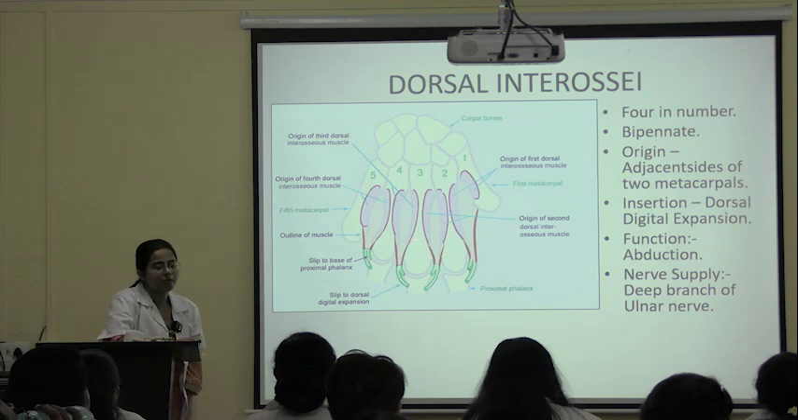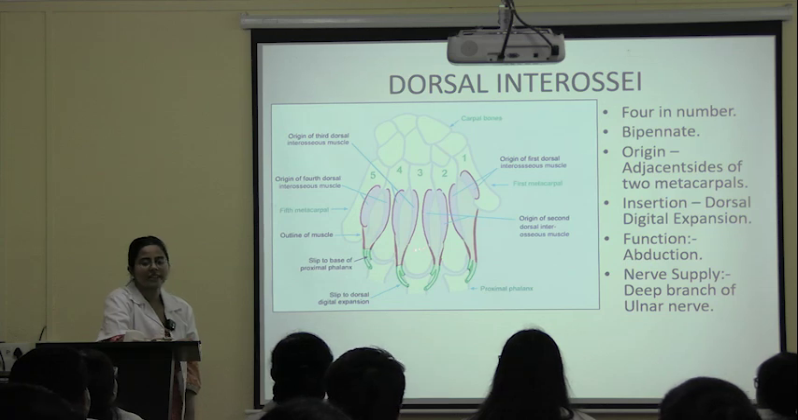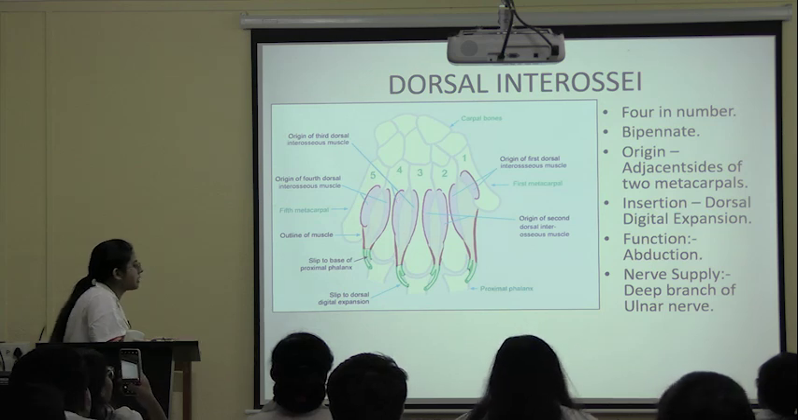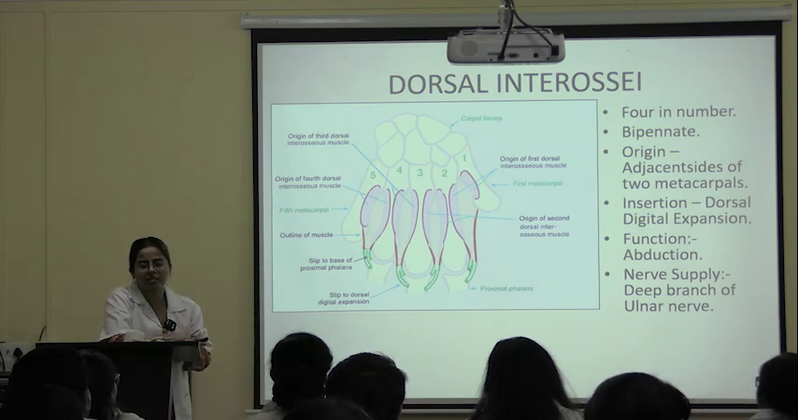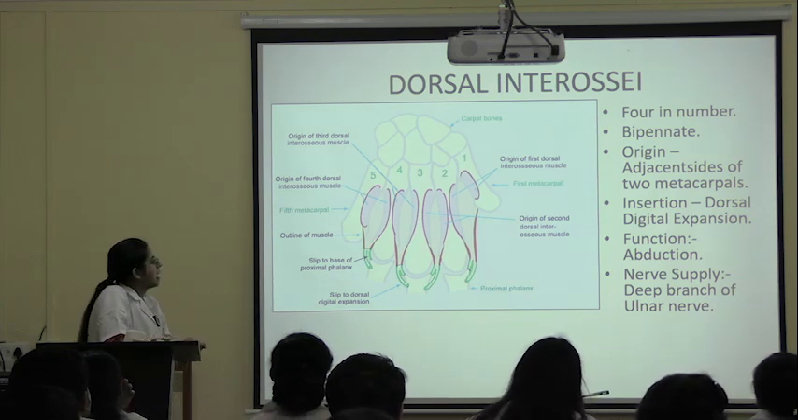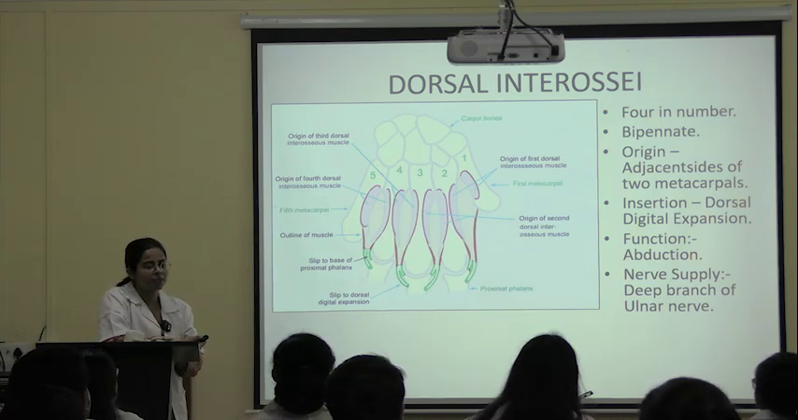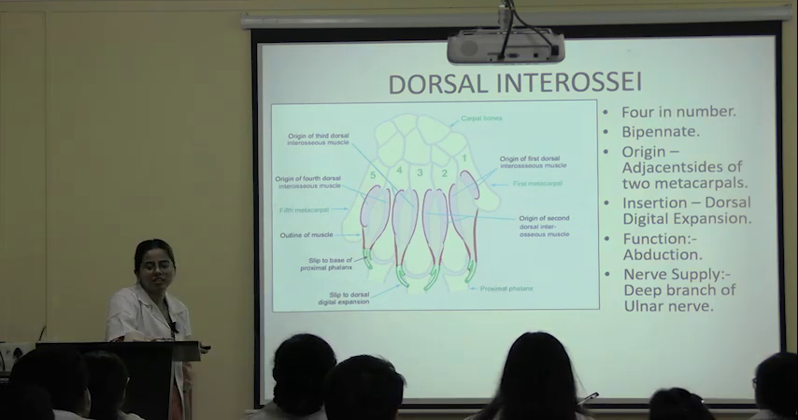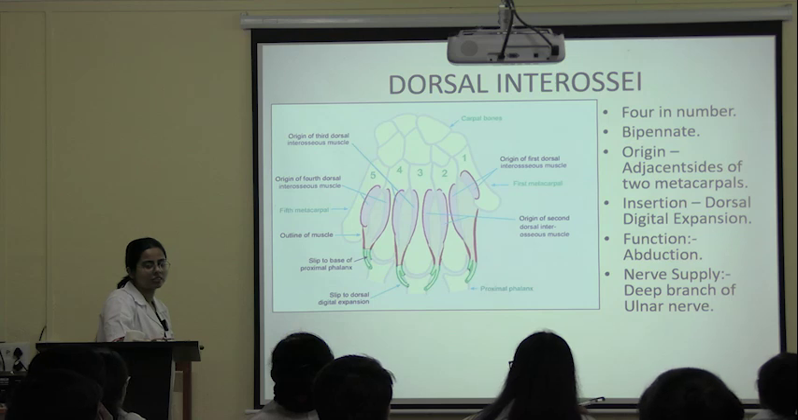So origin is from the metacarpals, the adjacent sides of both metacarpals. You can see the adjacent sides. Okay. Similarly, it is supplied by the deep branch of the ulnar nerve. Both the palmar and dorsal interosseous muscles will be supplied by the deep branch of the ulnar nerve. Okay. And its function is, as I have told now, abduction. You will remember from the mnemonic, right? So again, it's inserted in the dorsal digital expansion. If you want, you can write.